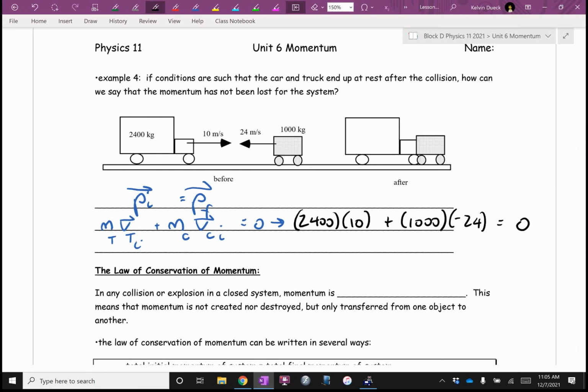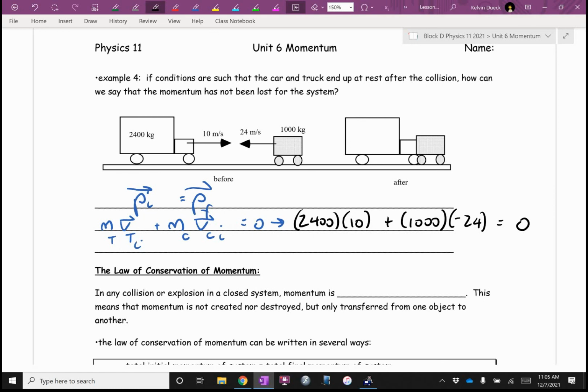Take away 24,000. This is how we were able to say that momentum was conserved. You had no momentum to begin with. The total momentum to begin with, because momentum is a vector, Lena, was 0. And you know what the final momentum was? Give me the punchline. 0.